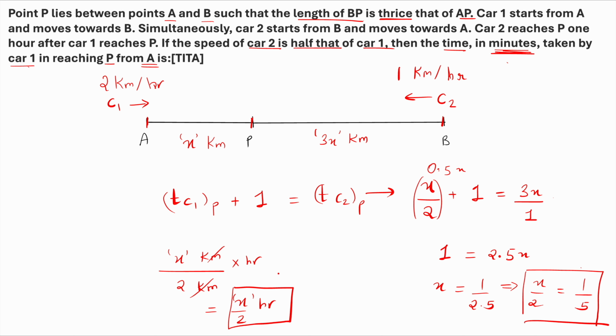Okay, we have seen previously also x by 2 will be the time in hours. But we want the final answer to be in minutes. Multiplying by 60, we get the final answer as 12 minutes, right? That is the final answer to our question, 12 minutes. Car 1 takes 12 minutes to reach from A to P. That is the answer to our question.